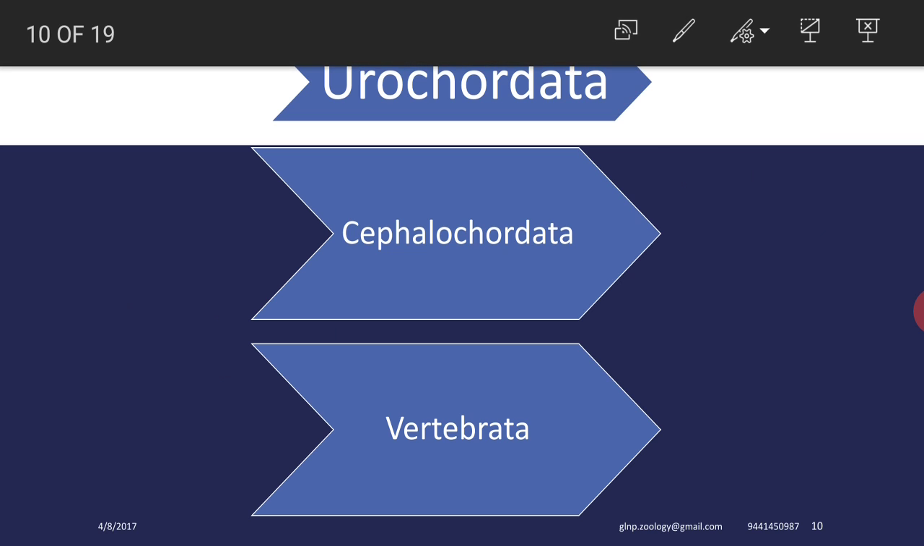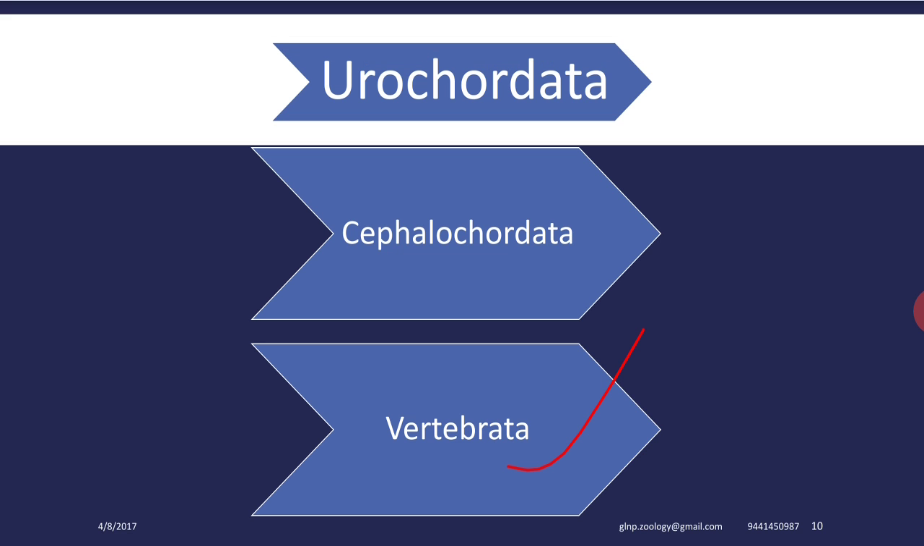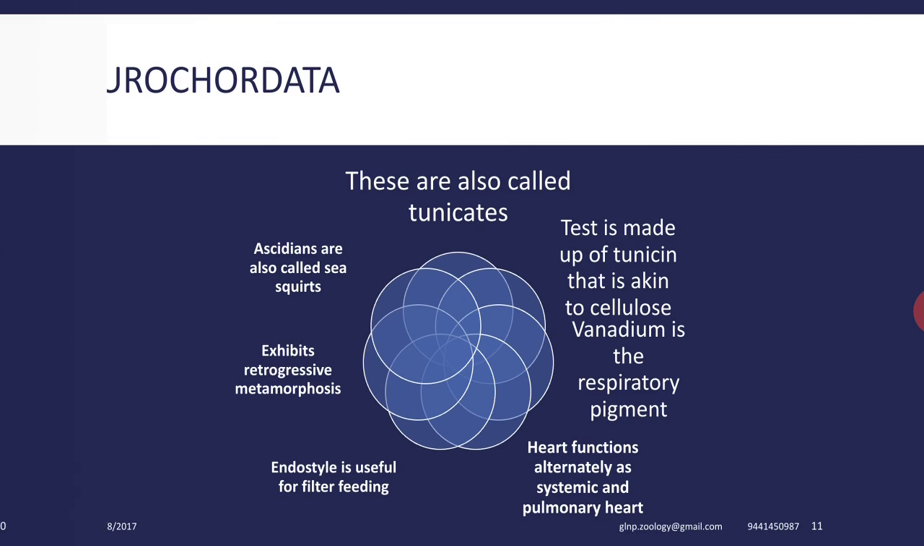And coming to the vertebrata, as I already told, in vertebrata the notochord is replaced by vertebral column, and they also contain cranium, hence vertebrates are also called craniates. And based on the presence of jaws, vertebrata is again classified.